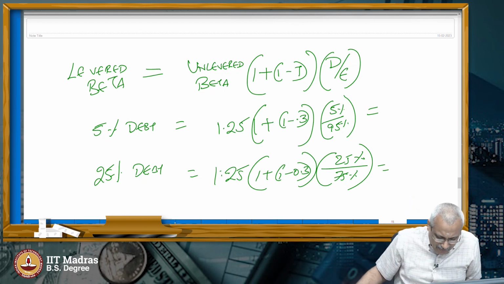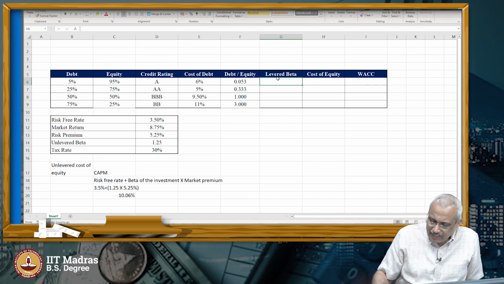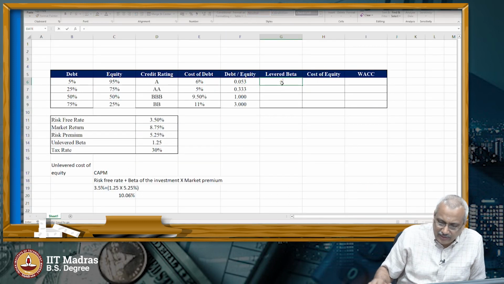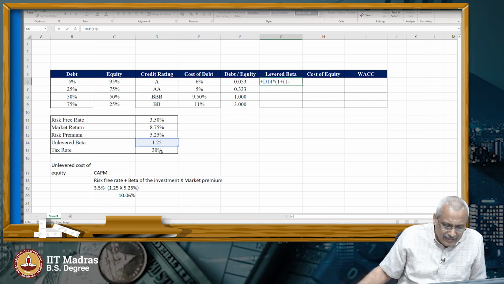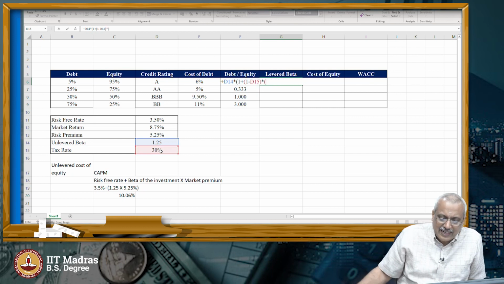Now let us go back and calculate. I am just doing it with the help of this Excel itself. So the question is levered beta. Levered means 5% debt. That is how we calculate it. Let me see if I can do it with the help of Excel here. That is my unlevered beta into 1 plus 1 minus the tax rate, into the debt by equity ratio.